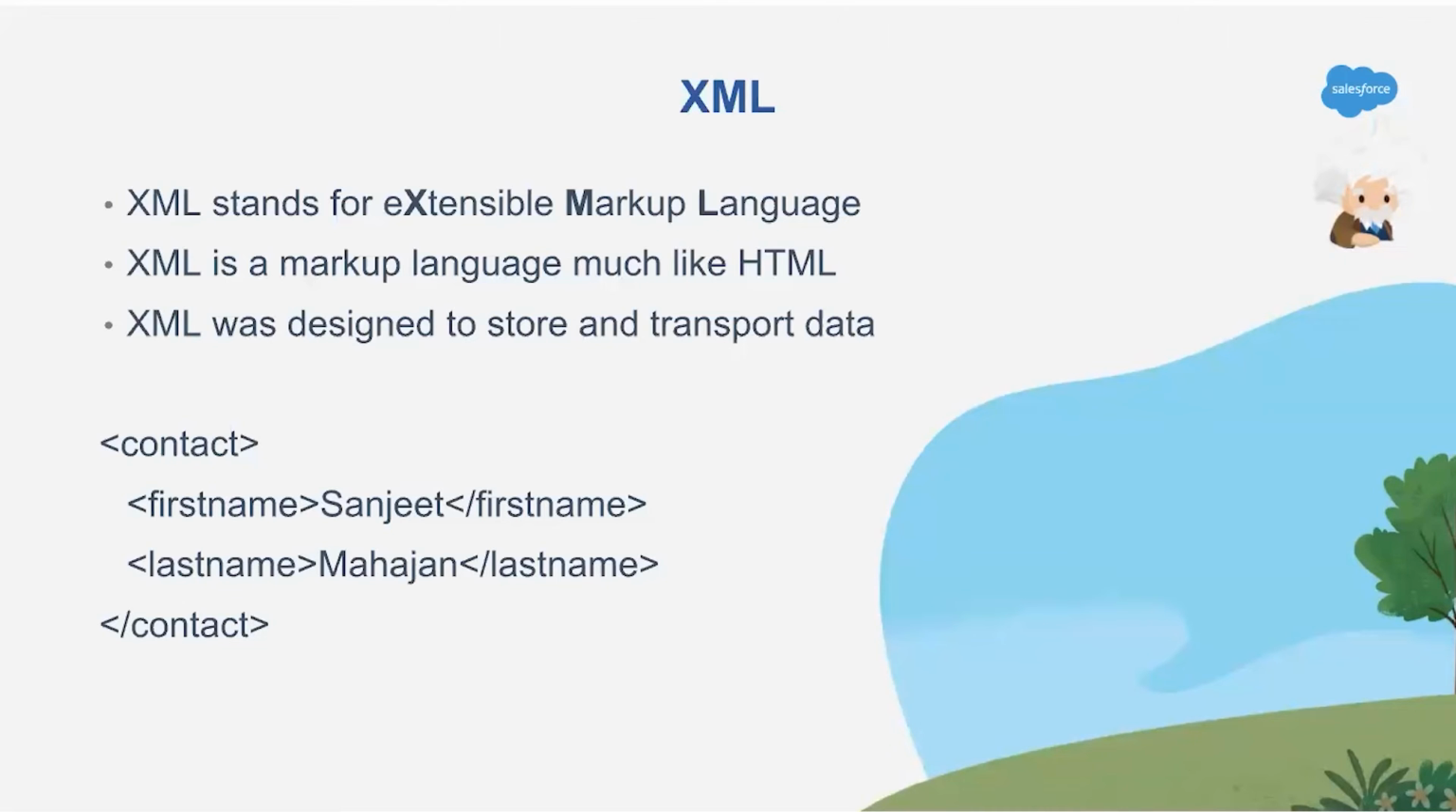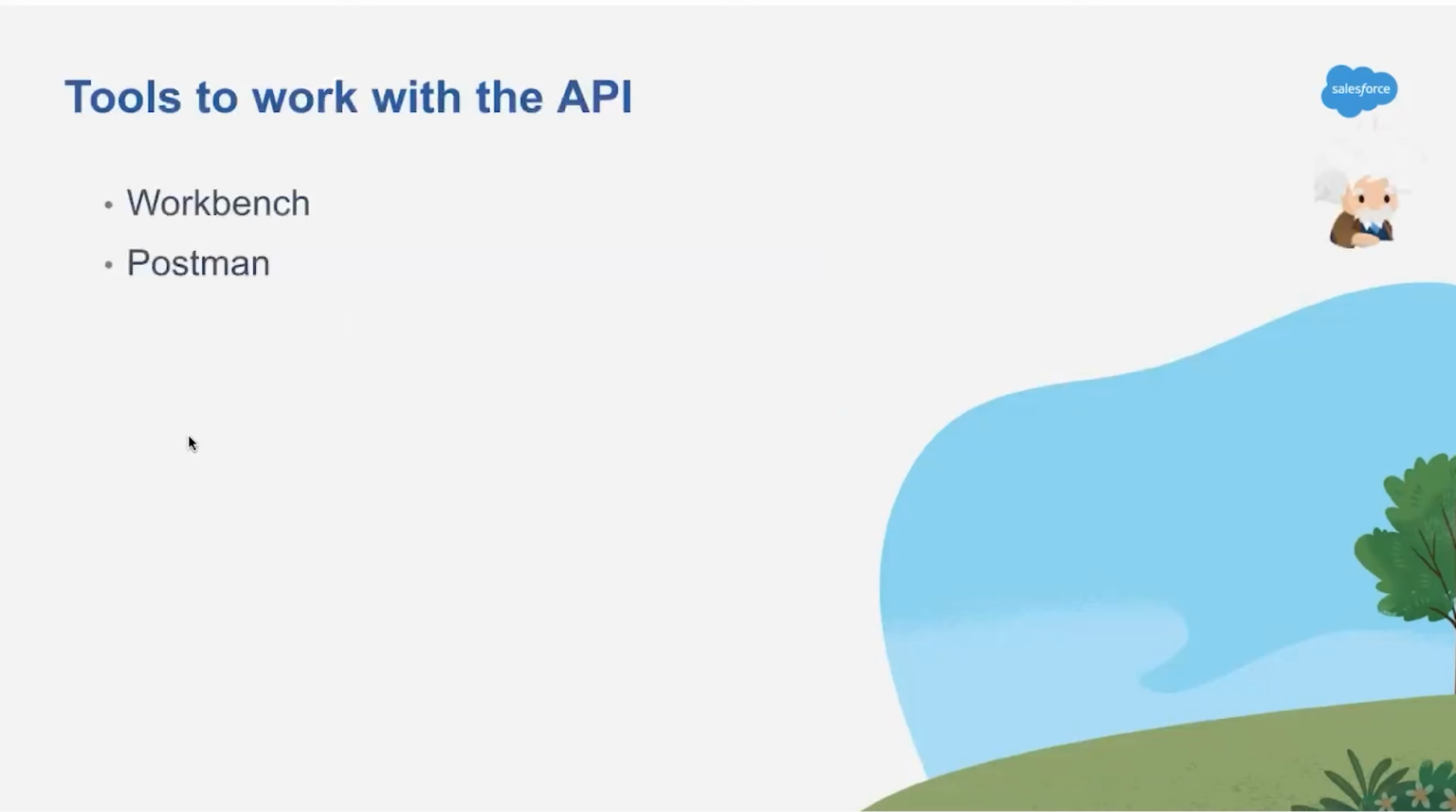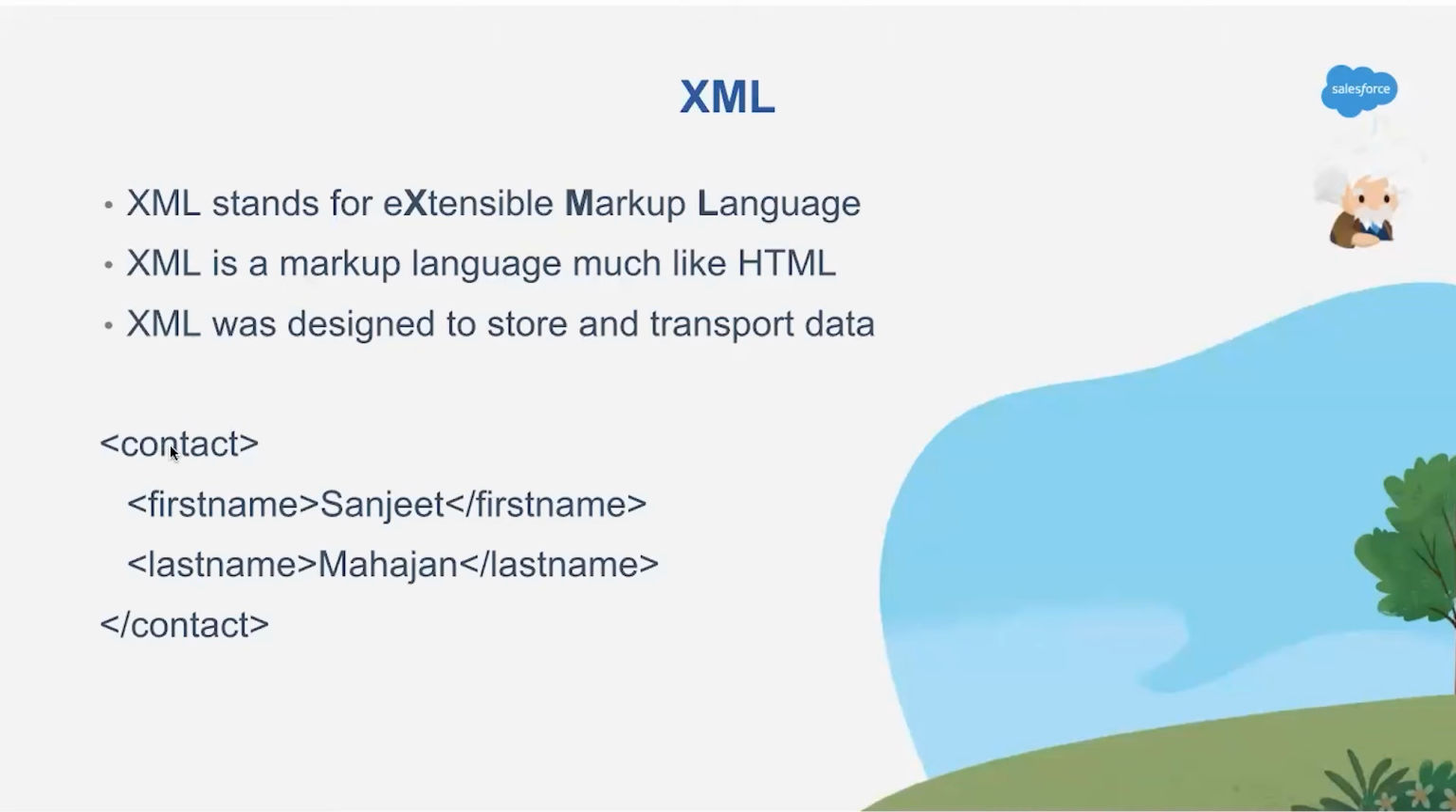Now talking about XML, right? XML is another, not programming probably, but a data exchanging language, and it stands for Extensible Markup Language. It is pretty much similar to HTML. It has different tags, but not the standard HTML body or table tags. This has something like a contact tag. The contact tag is the parent, and then you have first name or last name as the child tags, and then you have a closure here.